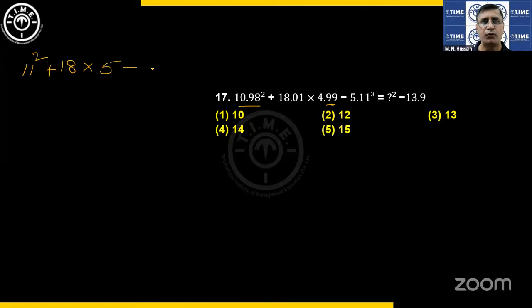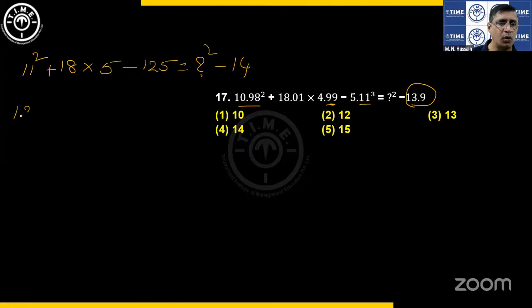Minus 5.11 cube. 0.11 is a negligible part. So I am considering it as 5. So 5 cube is 125. Is equal to question mark square minus 14. 13.9, approximately 14. 121 plus 90 minus 125. Take this 14 to the other side, plus 14 is equal to question mark square.